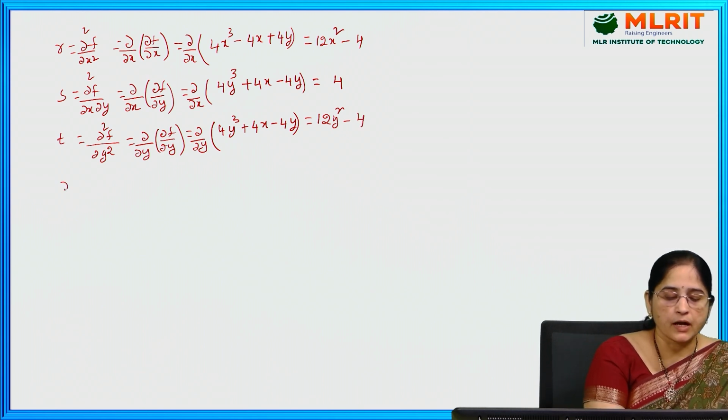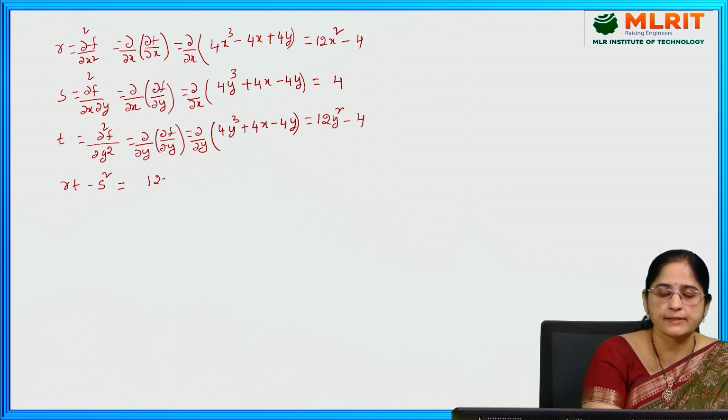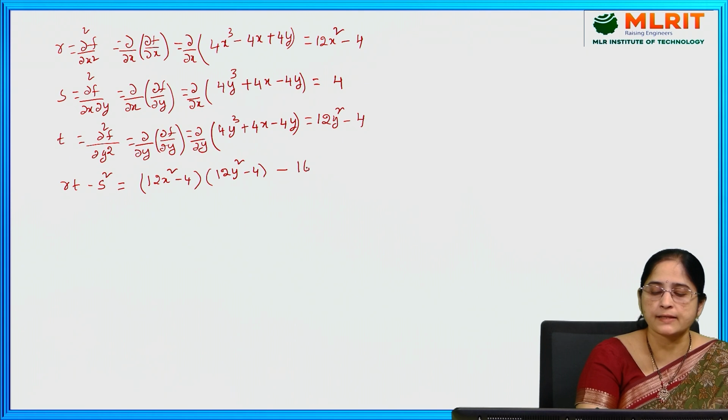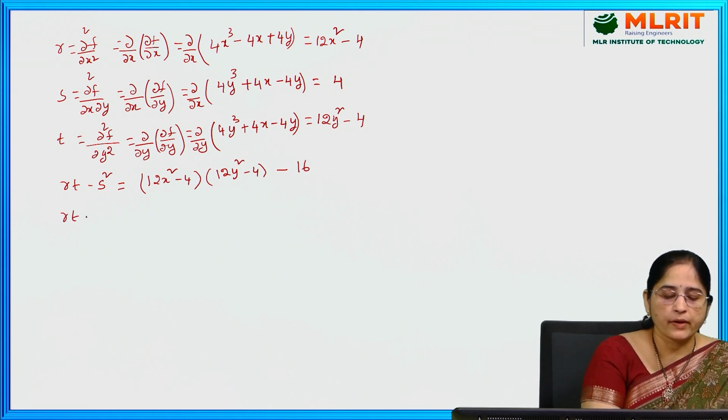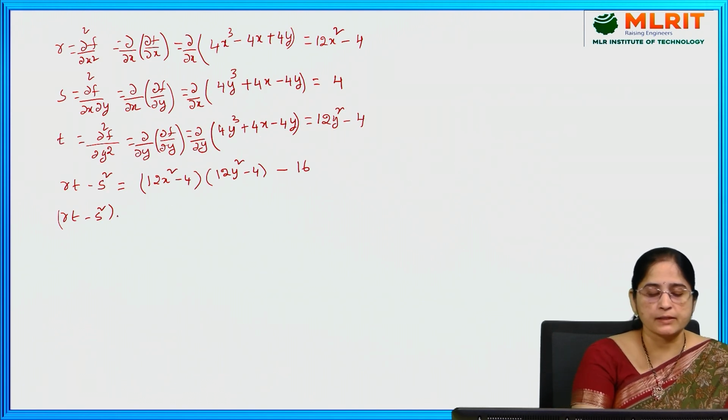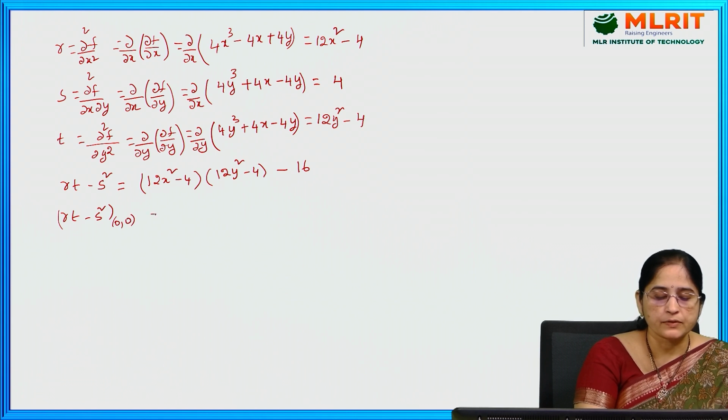So next find out rt minus s square. rt minus s square is 12x square minus 4 into 12y square minus 4, minus s square. S value is 4, that is 16. So for each and every point we have to find out the rt minus s square. First stationary point is 0, 0. At 0, 0, x is 0, so this value is minus 4, minus 4 into minus 4 is 16, minus 16, that is 0.